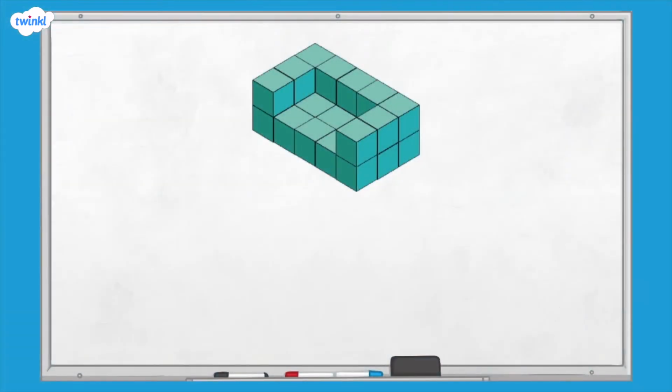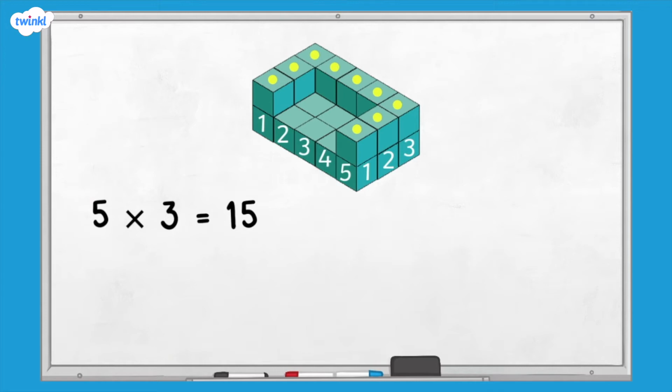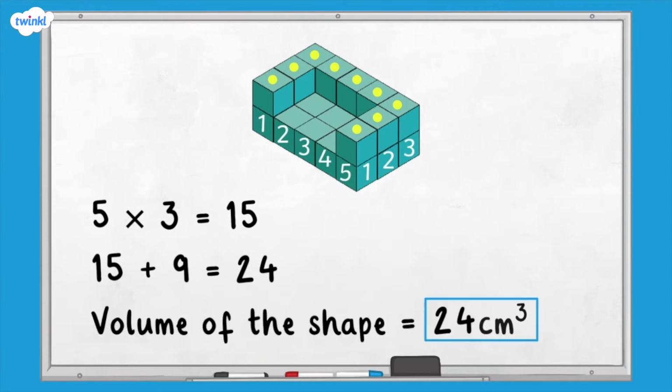If we cannot separate the cubes, then we need to be able to count what we can see, but also what we can't see. Even though we cannot see all of the cubes, we know that the bottom layer has been arranged as 5 cubes by 3 cubes, which is 15 cubes. We can count what is on the top layer, which is 9 cubes. So the total number of cubes would be 15 from the bottom layer, add 9 from the top layer, which equals 24 cubes. We would therefore say that this shape has a volume of 24 cubic centimetres.